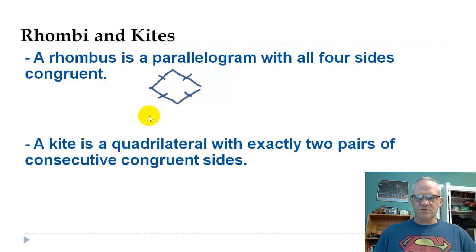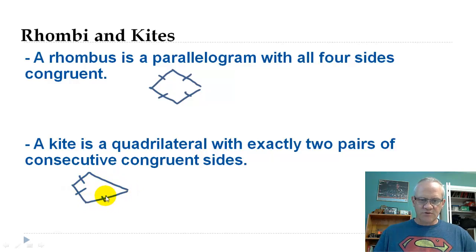And then a kite is a quadrilateral with 2 pairs of consecutive congruent sides. So typically what you see might be something like this, where you've got like those 2 sides are congruent to each other, and then you've got these other 2 sides are also congruent to each other. And so therefore it kind of looks like a kite, like you typically think of a kite, you know, that you fly up in the sky. Okay, so that's what a rhombus and a kite is.